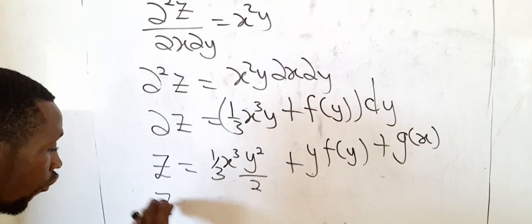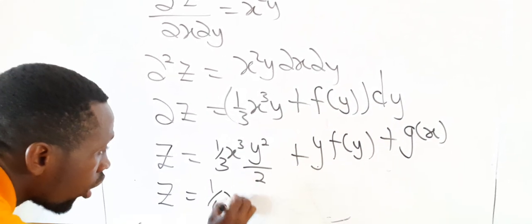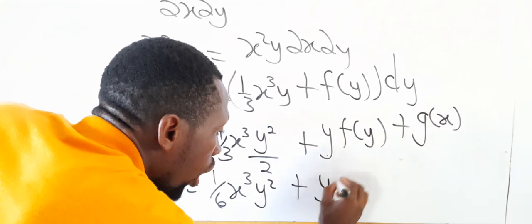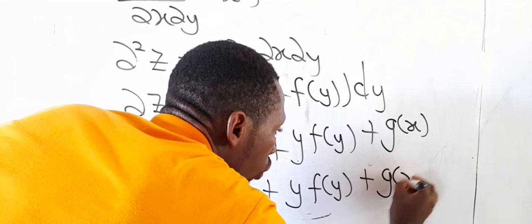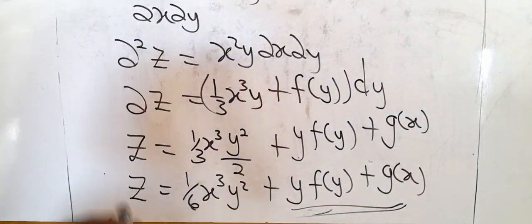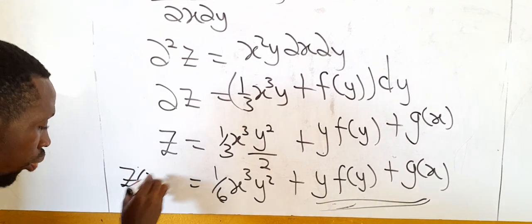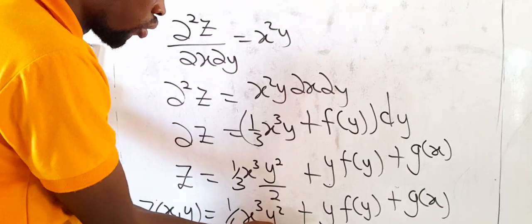So our z, our function, remember this is 1 over 2, it multiplies that 1, c x cubed y squared plus our y f of y plus g of x. This becomes our function. That's the function z, which is dependent on x and y. Will be this. When you integrate this again, check.